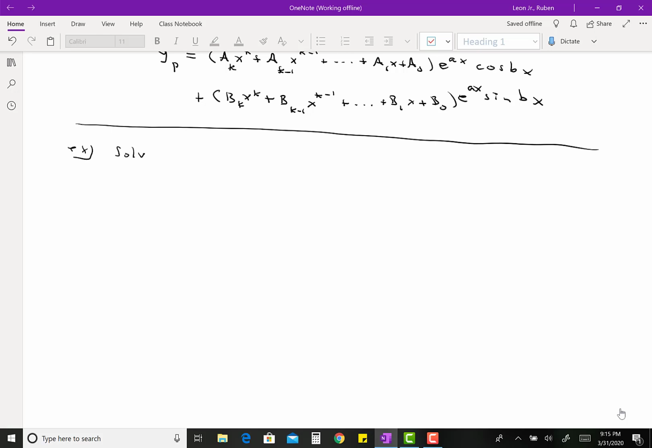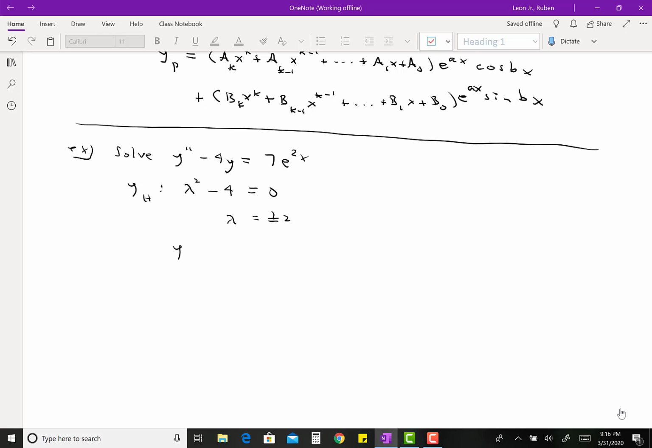Suppose I want to solve a differential equation, y double prime minus 4y equals 7e to the 2x. And so let's proceed as before. The first thing we do is look for the solution to the homogeneous case. We set up the auxiliary equation lambda squared minus 4 equals 0, so lambda equals plus or minus 2.